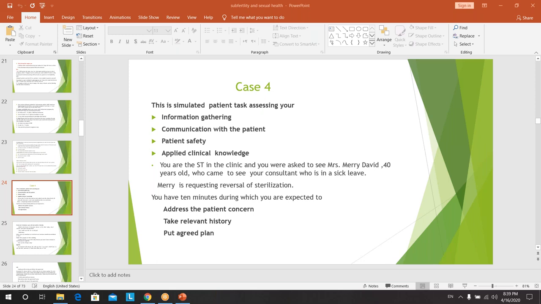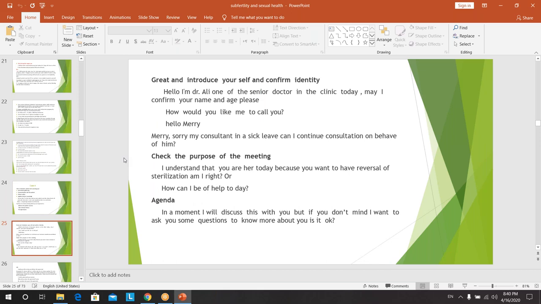Communication is very, very important, and it is an art. How to communicate with the patient is an art, and it will get good with practice with your role player. You covered most of the points. You took a good history, and you managed and explained to her what sterilization is, what reversal of sterilization is, and how it will be difficult, and it is not guaranteed to be successful. So let us go through the model answer, not to waste your time.